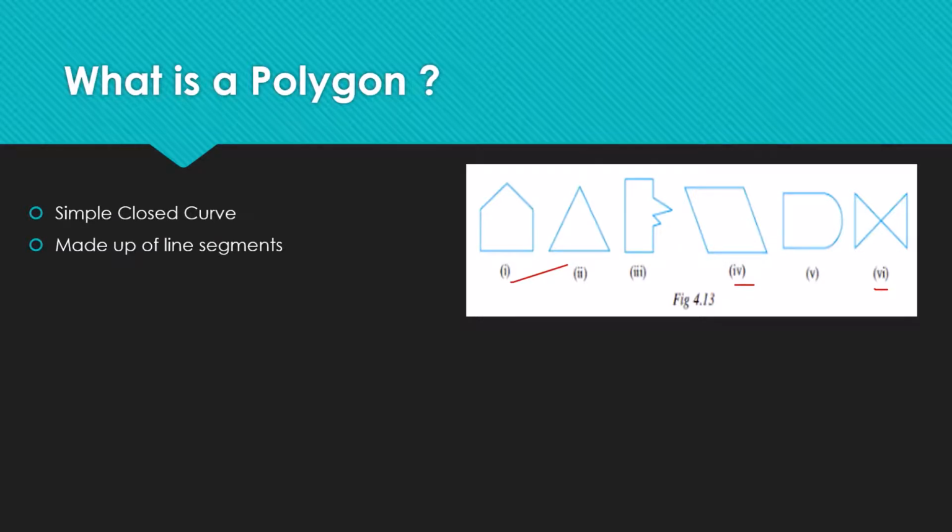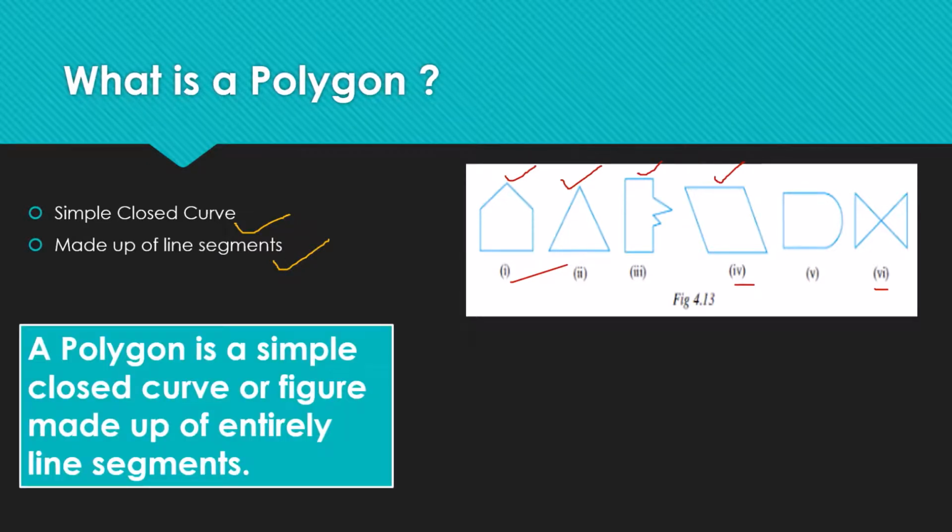Out of these, 1, 2, 3, 4 are also simple closed curves. Got it? 1, 2, 3, 4. They are simple closed curves and they are made up entirely of line segments. So they will be called polygons. I have summarized 2 points here: simple closed curve and made up of line segments.